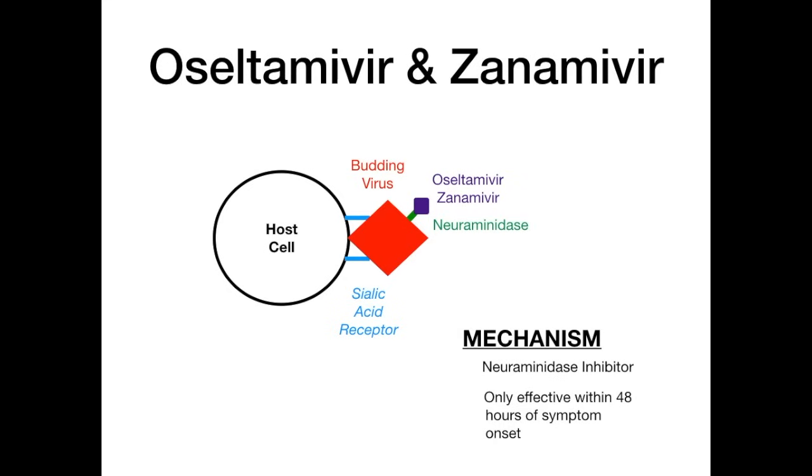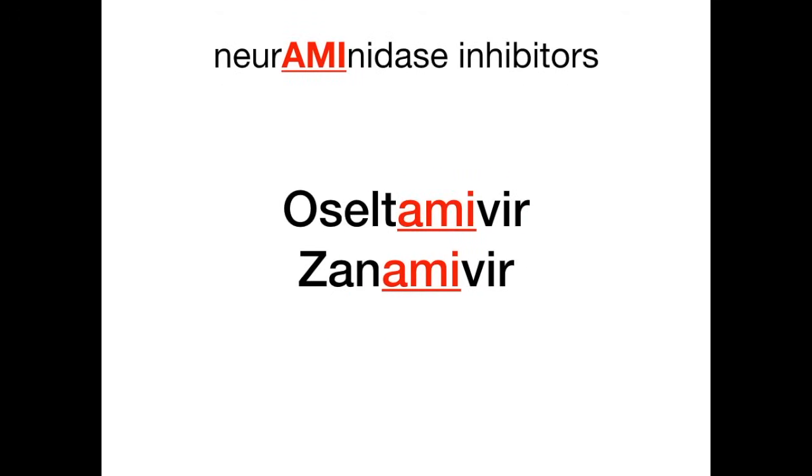Now, how are you supposed to remember this? If you look at the name of the mechanism and the name of the drugs, it kind of reveals to you what these drugs do. You've got neuraminidase inhibitors, and both of these drugs have "ami" in the name: Oseltamivir and Zanamivir. That "ami" matches up with the "ami" in neuraminidase. So neuraminidase inhibitors are Oseltamivir and Zanamivir.